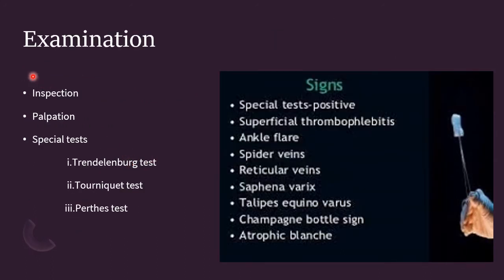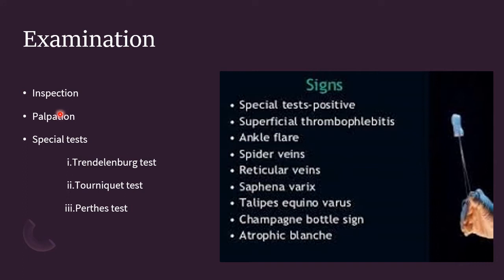Now on examination, you go through the usual process of inspection and palpation. These are the two important things. Under inspection, you look at the general contour of the leg, the location of dilated veins, and also the presence of skin changes or edema. There are a number of signs that you have to look for: superficial thrombophlebitis, ankle flare, spider veins, reticular veins, saphena varix, talipes equinovarus, champagne bottle sign of the leg, and atrophie blanche. These are all on inspection.